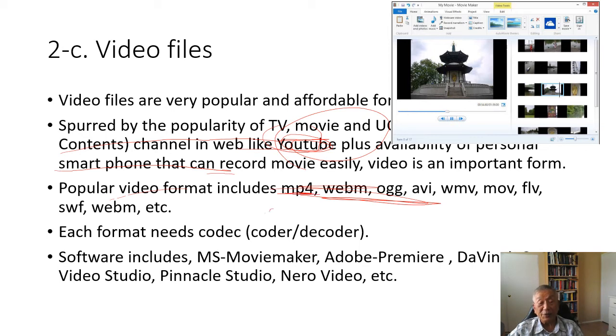So anyway, MP4 is the most common one, and WebM and OGG, and this one is a Windows format, and MOV and FLV. Those things are used a lot. So these are the popular formats. And each format needs some kind of thing called the codec. That's coder, decoder. That's what it is short for.